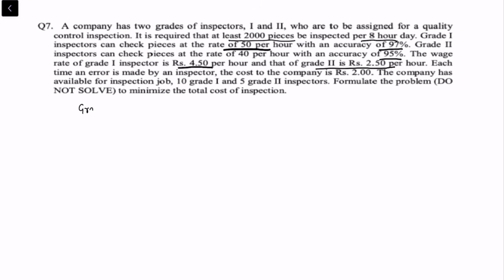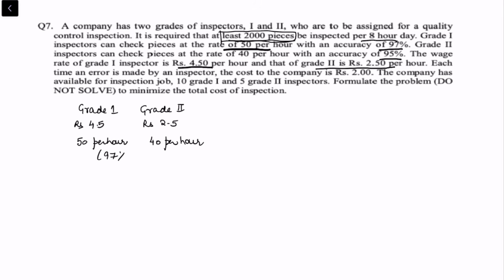So maybe we can just start the problem like grade 1 inspector, and then on one side we have grade 2 inspector. This wage rate is 4.5 rupees, and here the wage rate is 2.5. It is said that the total pieces are to be checked, and each inspector checks pieces, they check 50 per hour. This is the data given to us. Grade 2 inspector checks 40 pieces per hour, and here the accuracy level is 97%. Here the accuracy level is 95%. That means there is a possibility of 0.03 error, and here 0.05 error.